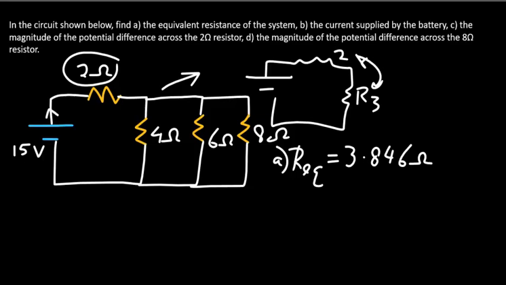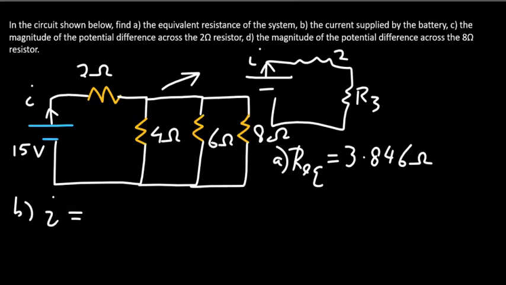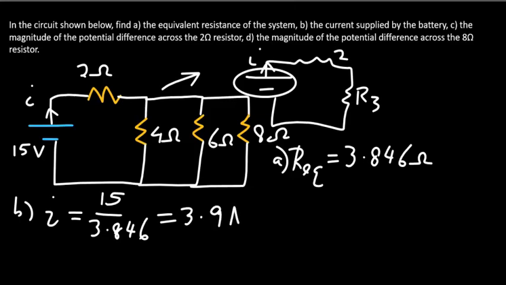Part B, the current supplied by the battery. The current would go in that direction. So in this equivalent circuit, the current would go like that, passes through the 2 ohm resistor and the R3 resistor. So using Ohm's law, the current I is equivalent to the voltage of 15 volt here divided by the resistance of the entire circuit, which is 3.846 ohms. And that's going to give you 3.9 ampere for the current supplied by the battery.